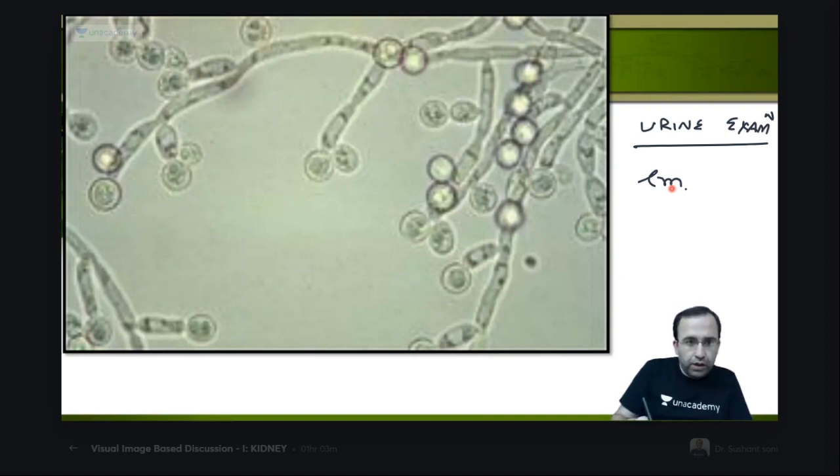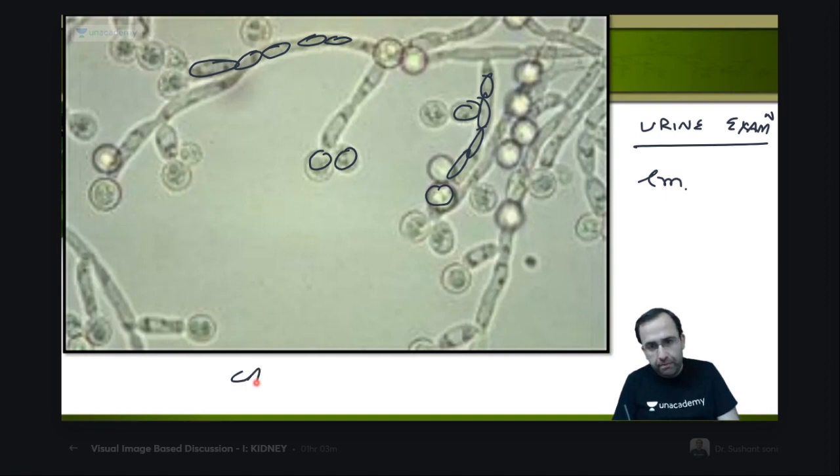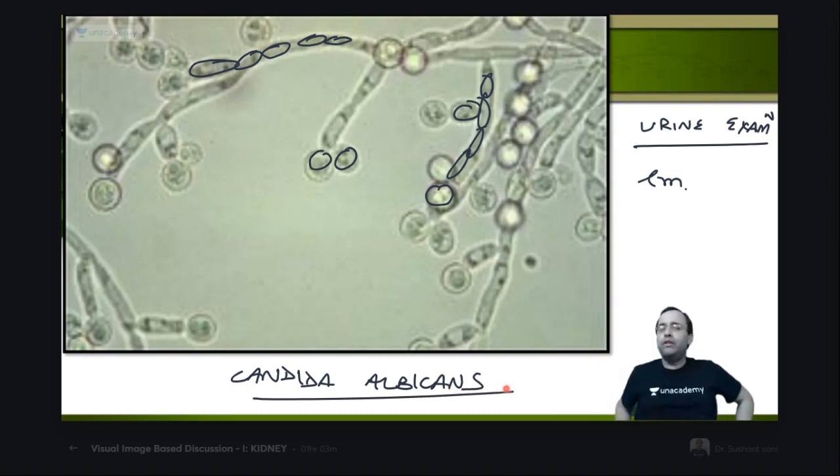Ayushi agreed. What you see here are the yeast forms, the budding forms of the yeast, that is Candida albicans, with formation of pseudohyphae. Candida albicans, budding yeast form. Agreed. Everybody was okay with this. Candida albicans showing the pseudohyphae.